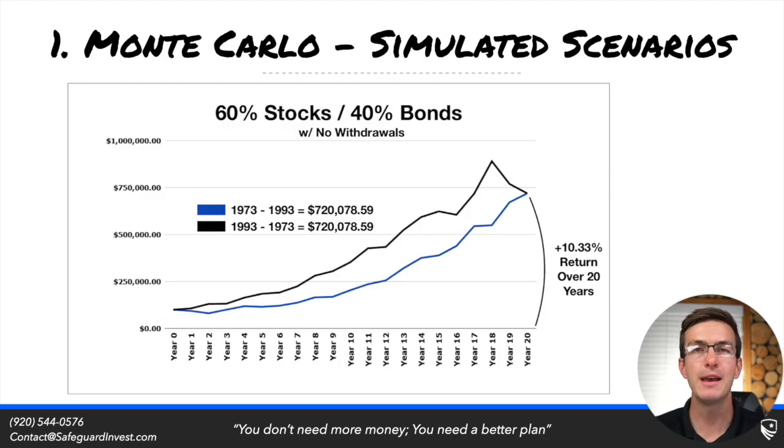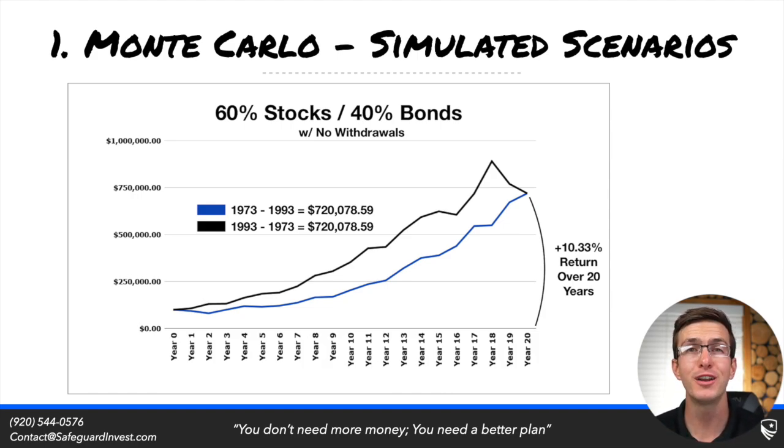Now, let me give you an example why a Monte Carlo and simulated returns is so important by showing you the risk of sequence of return. So on the screen, what I have is a classic 60-40 portfolio. And I'm using a cherry picked period for this example. The reason this is cherry picked is because we're looking at a 60-40 portfolio from 1973 to 1993. And this is cherry picked because a 60-40 portfolio did quite well during this period, growing by an average return of 10.3% for that 20-year period.